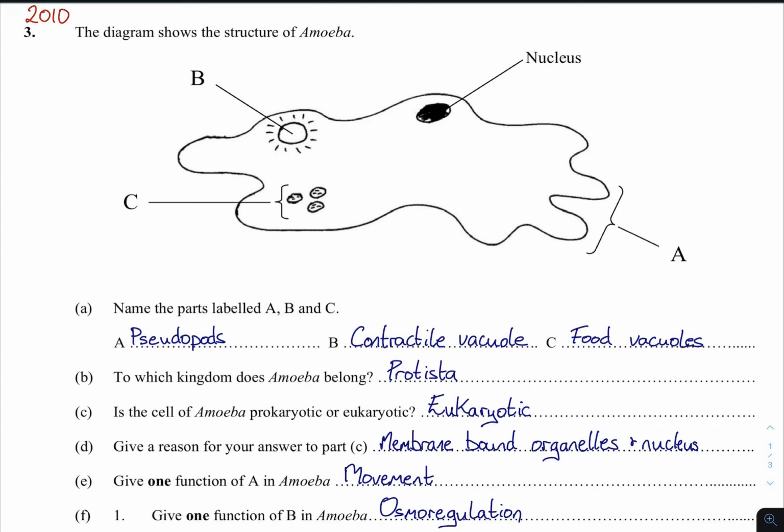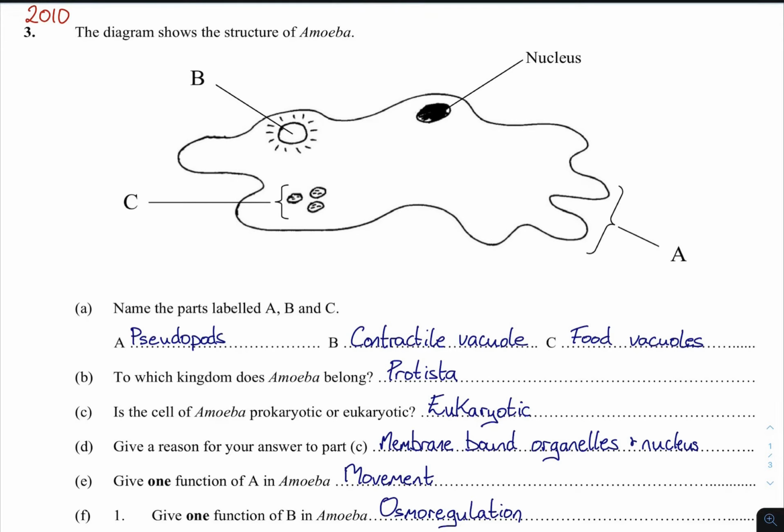C. Is the cell of amoeba prokaryotic or eukaryotic? Now, guys, I can't stress this enough. Nearly every organism out there is going to be eukaryotic, except for Monera, also known as bacteria. They are the only prokaryotic organisms on the course that you need to be worried about. Okay, so that's so important there.